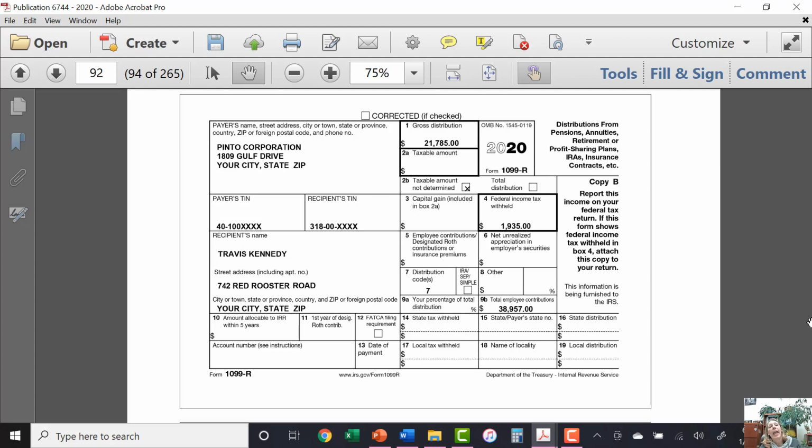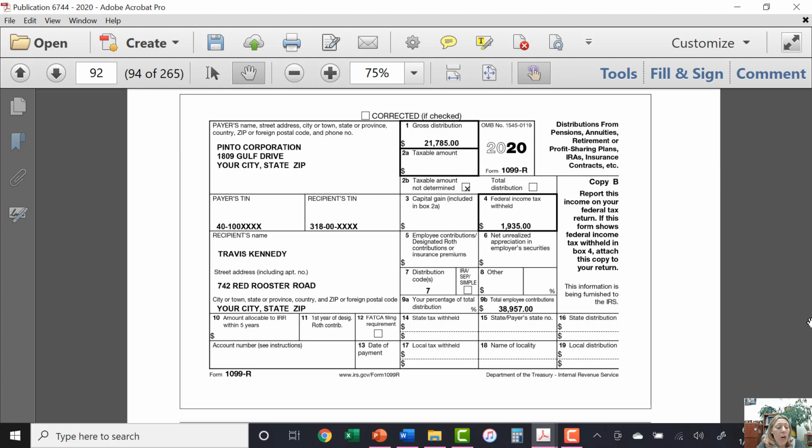And the one we don't want to see is distribution code 1. That means that they have prematurely taken money out of their retirement account for some reason, and there's going to be an additional tax on it, 10%, unless they use that money for something specific. Okay, there are reasons. One of them is because of COVID-19.